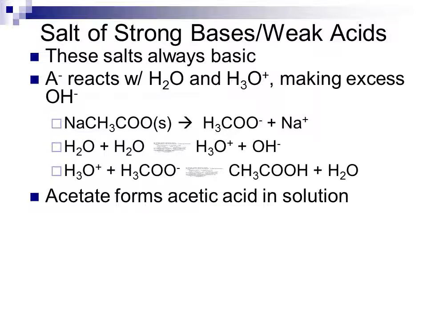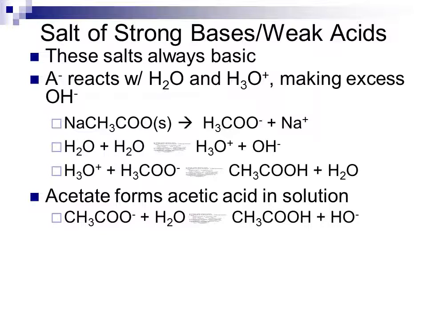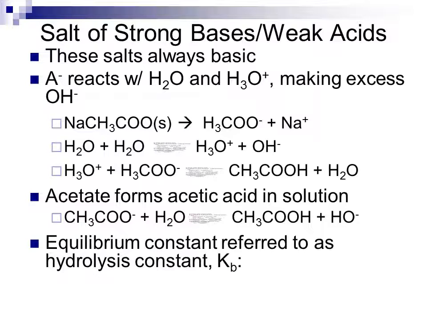Acetate will then form acetic acid in solution. If I look at the overall process, acetate plus water forms acetic acid and hydroxide. The equilibrium constant for this process is referred to as a hydrolysis constant, or Kb. The Kb value for this is acetic acid times hydroxide divided by acetate.